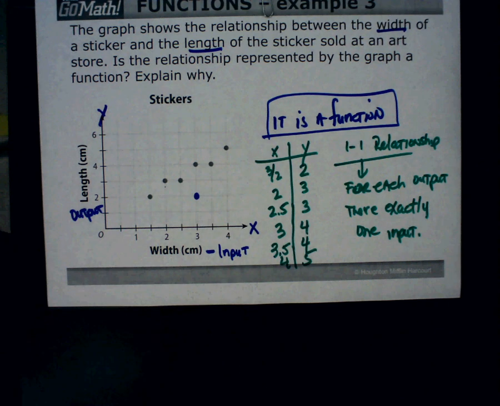So that's it. That's the way you can look at a graph and tell whether or not it is a function. Excellent.